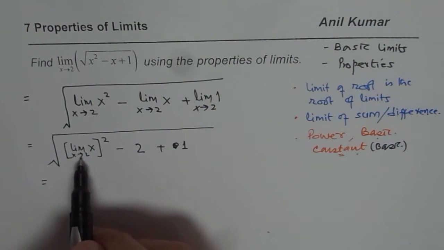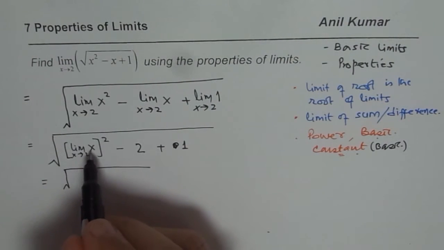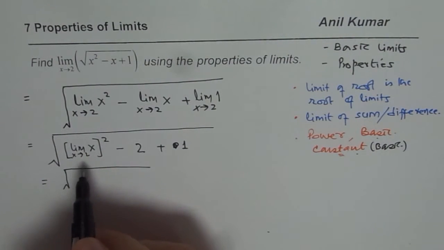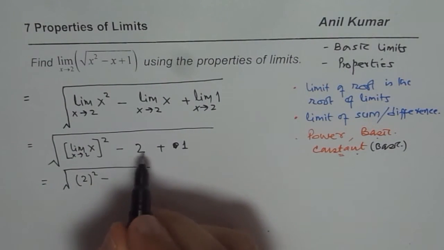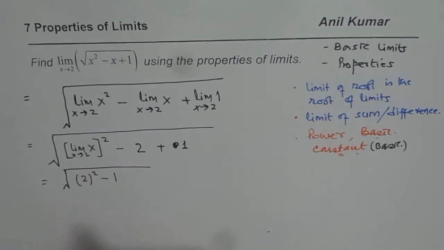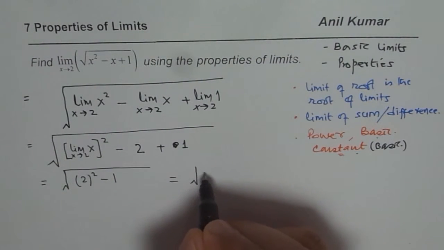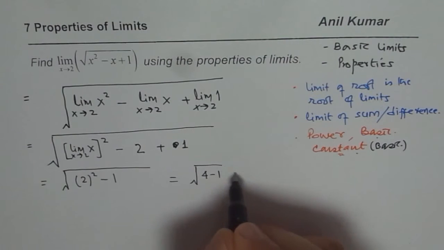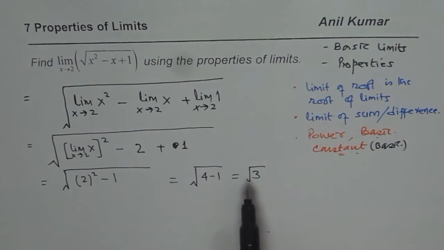Now here again we get back to the basic property and we say, well, the limit of x when x approaches 2 is 2. So we get 2 squared here. We can combine these two: minus 2 plus 1 is minus 1. And now we can write 2 squared is 4. So we have 4 minus 1, and we get the square root of 3 as our answer, right? So that is how we can find the limit of the given function.